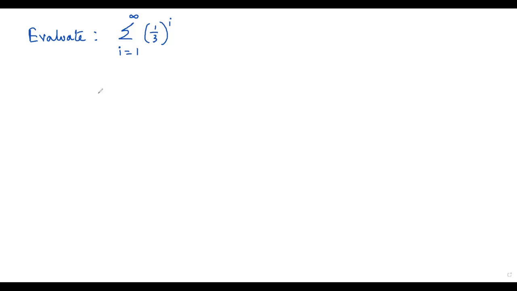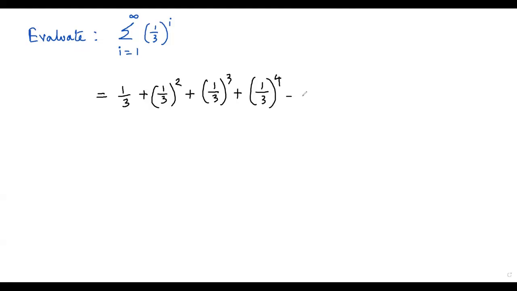When I plug in i equals 1 into the general term, I have 1 over 3 to the power 1, that's nothing but positive 1/3. When I plug in i equals 2, I'll be getting (1/3) squared. Then when I plug in i equals 3, I'll be getting (1/3) to the third power. When I plug in i equals 4, I'll be getting (1/3) to the fourth power. And it keeps going infinitely.